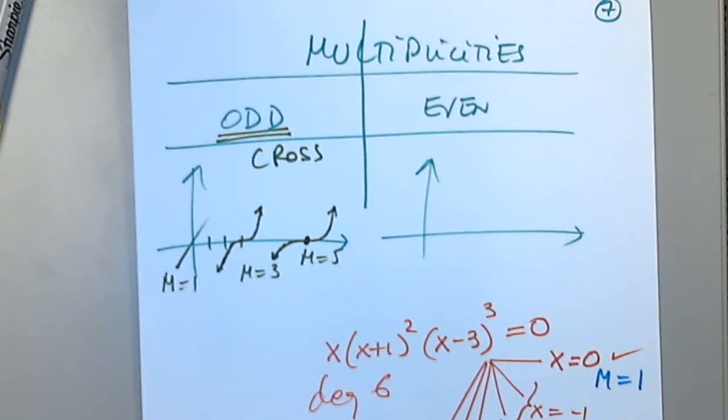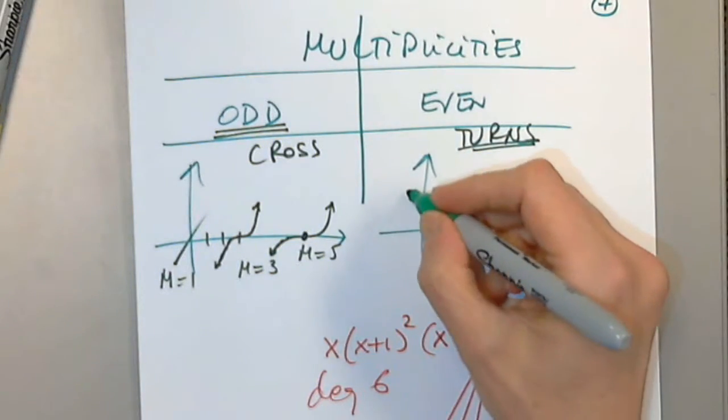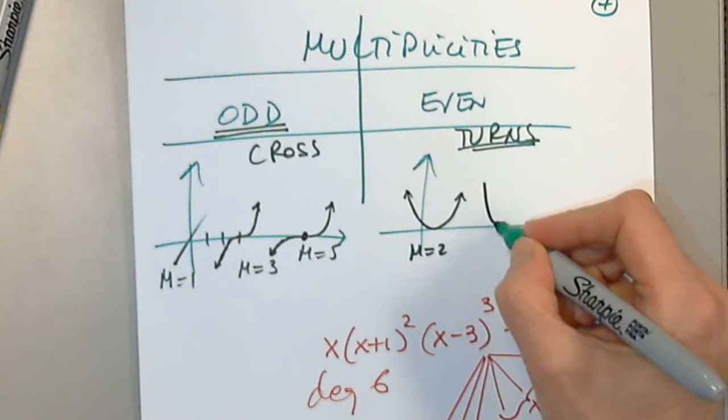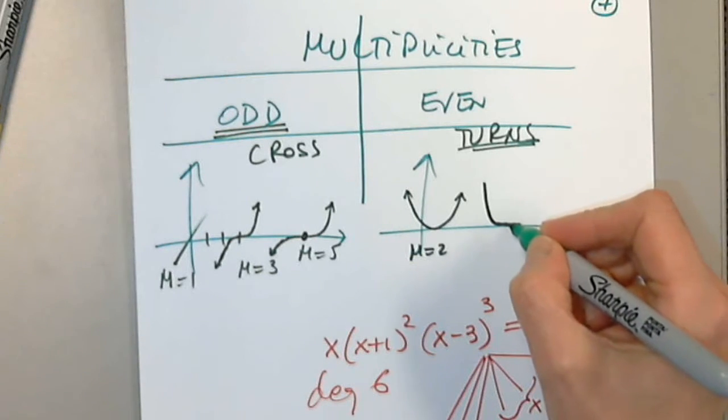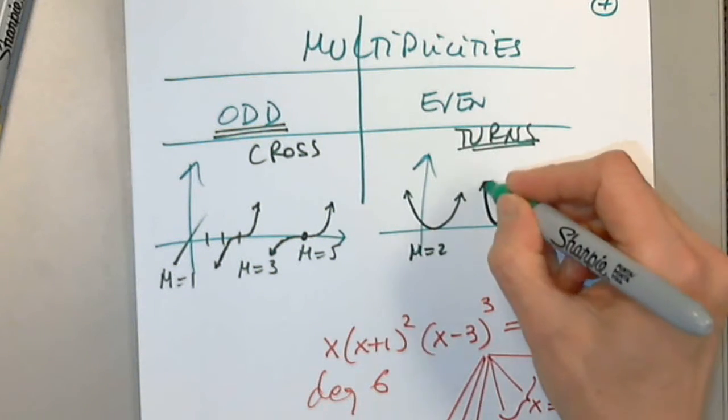What do you think happens here? Do you remember any function that has 2 solutions the same? What happens when there are 2 solutions? Is it a cross or a turn? Turn. All the even multiplicities are turns. So this one is multiplicity 2. This one cannot be 5. It's even, right? That's too much. 4.